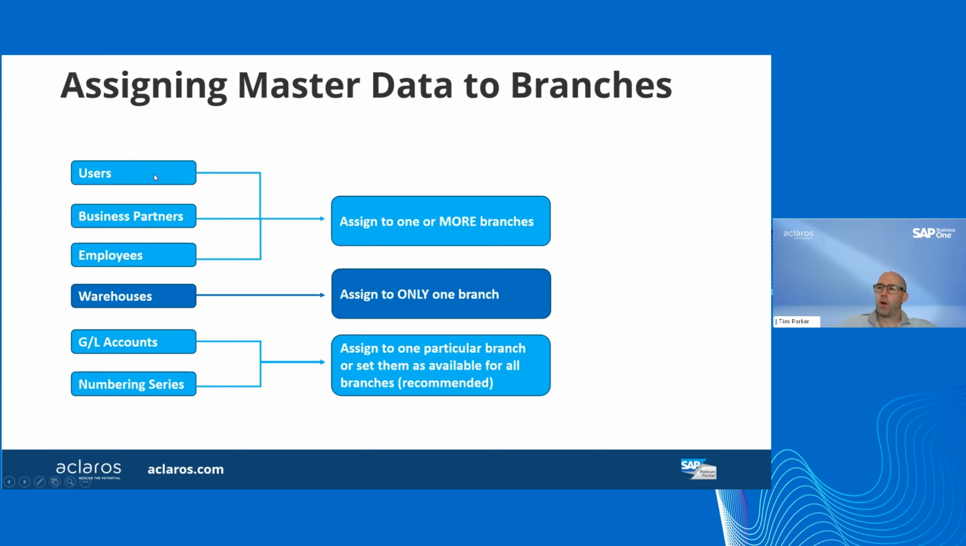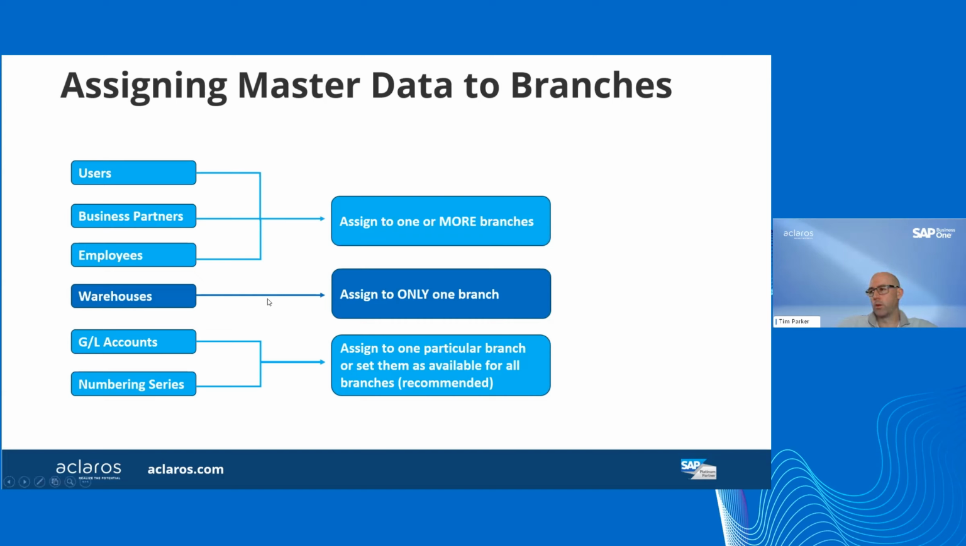In terms of master data, so branches for users or business partners, for example, you can assign to one branch, to many branches. A lot of the time when it comes to users, people will say, okay, well, I don't want people processing things in a different branch. So you can restrict their access by assigning that user to branch A and not branch B. It reduces errors, and it's just helpful to have that option.